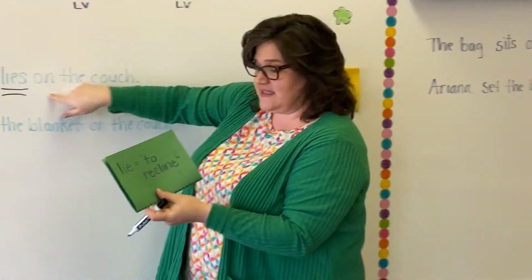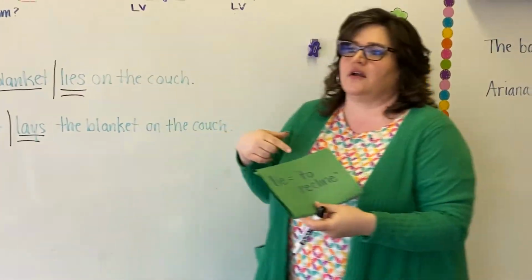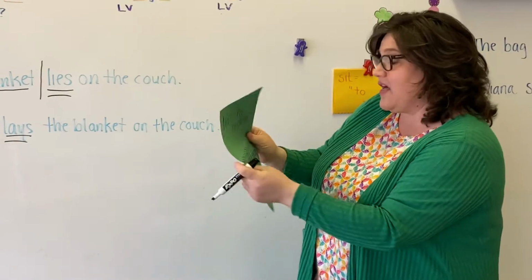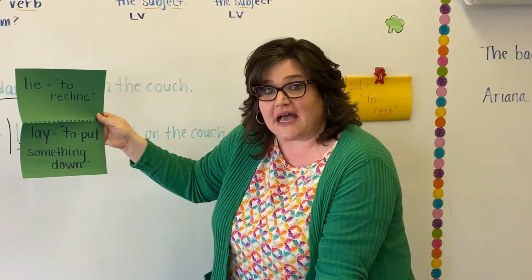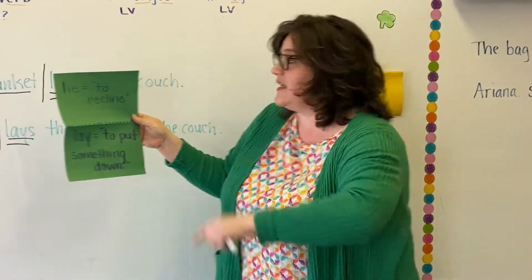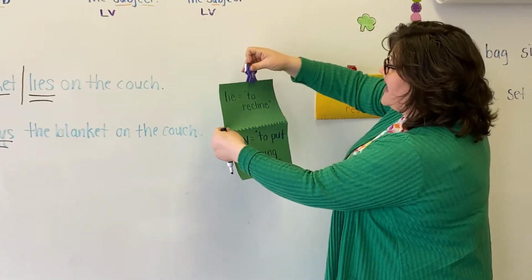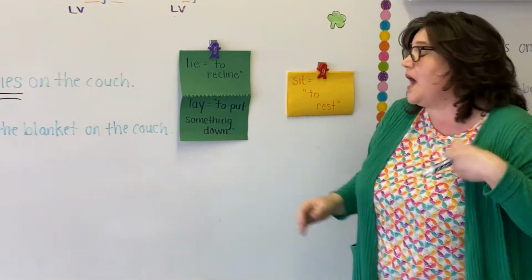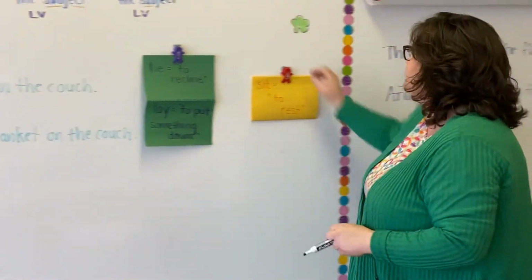Lie means to recline, like the blanket lies or Mrs. Gay lies on the couch, right? Where lay means to put something down. I lay my book down. I lay my coat down. I lay my gym bag down. Lie means to recline. Lay means to put something down. So we need to make sure that we're using the correct verb in the correct sentence.